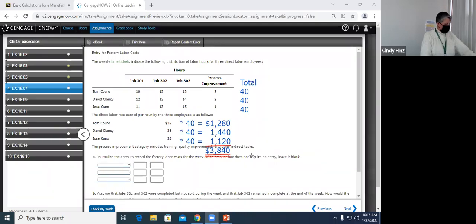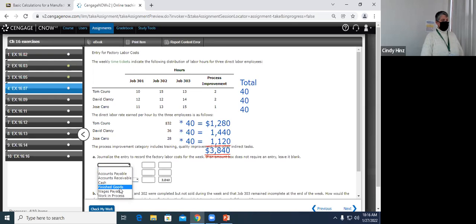So now we know how much we spent on labor, and regardless of whether they were working on a specific job or those process improvement tasks, we're going to pay them for all of the hours that they work. And so I'm going to assign the wages payable credit first, because I already know the total that we're going to pay them, $3,840. But some of the labor is going to go to work in process, that's the direct labor, and some of it is going to go to the factory overhead account.